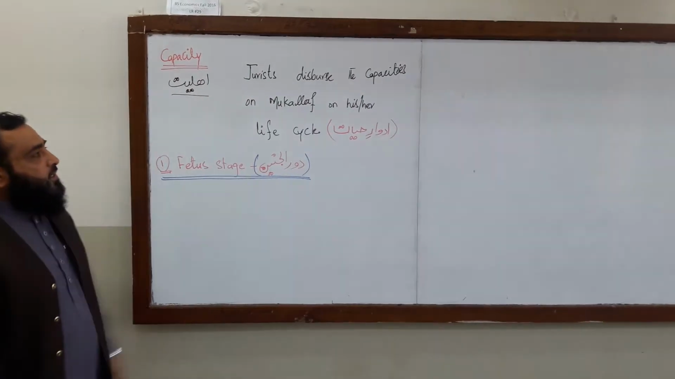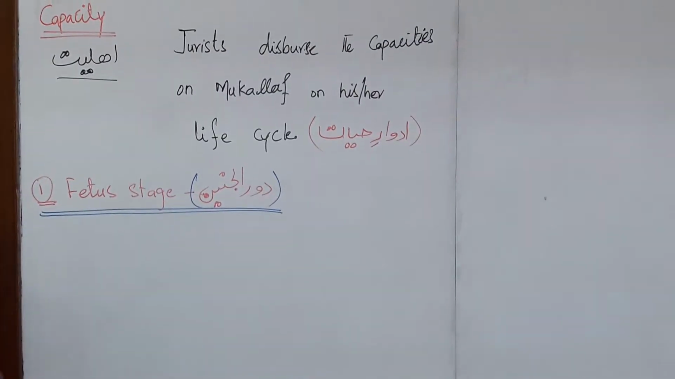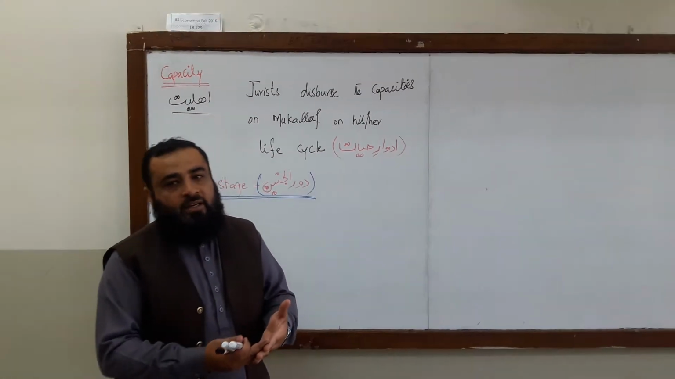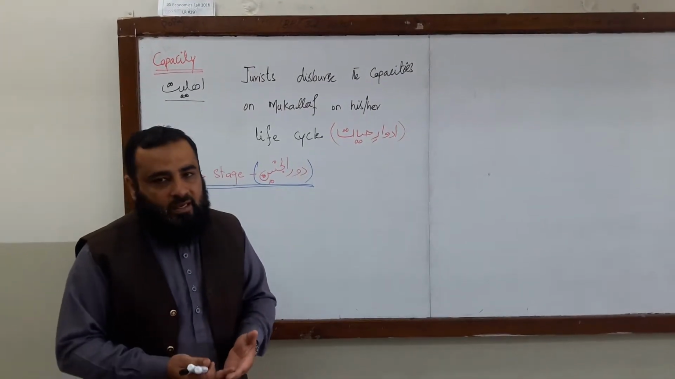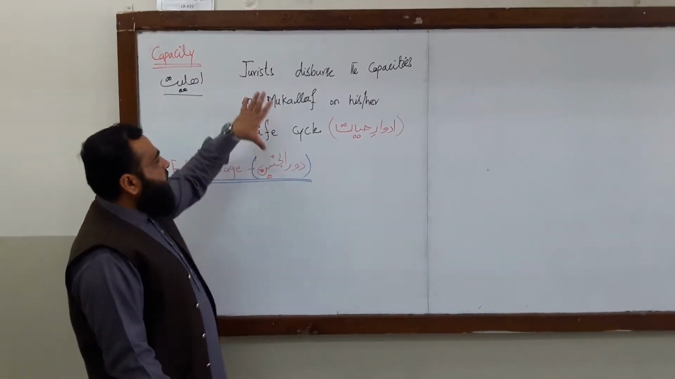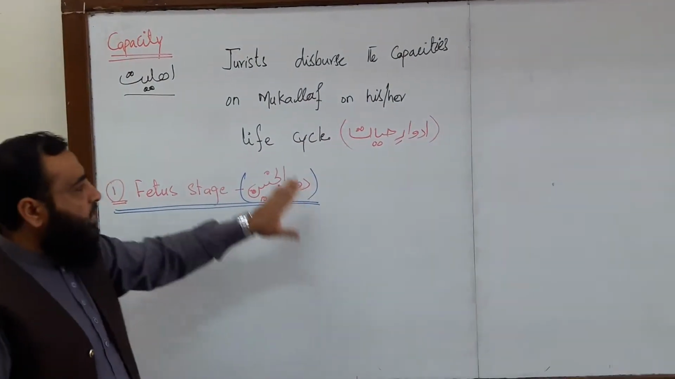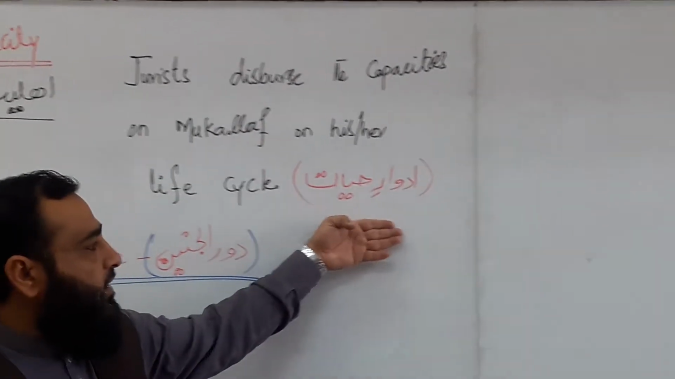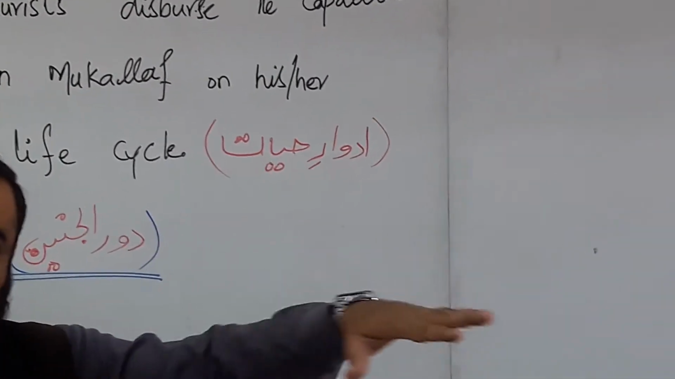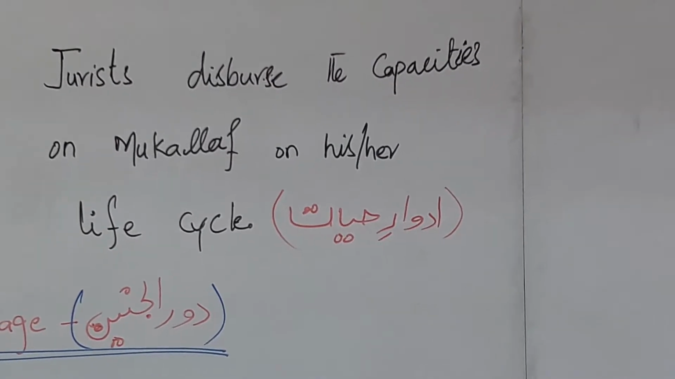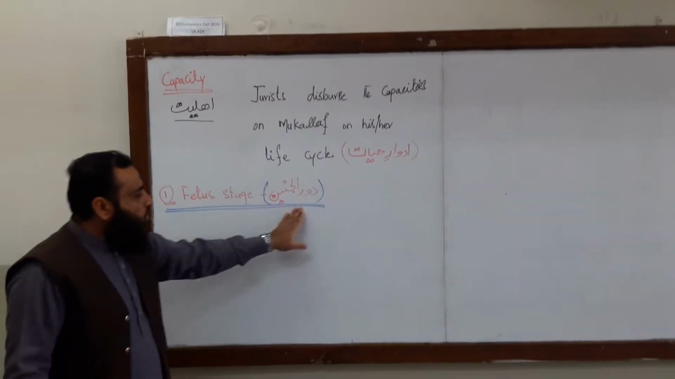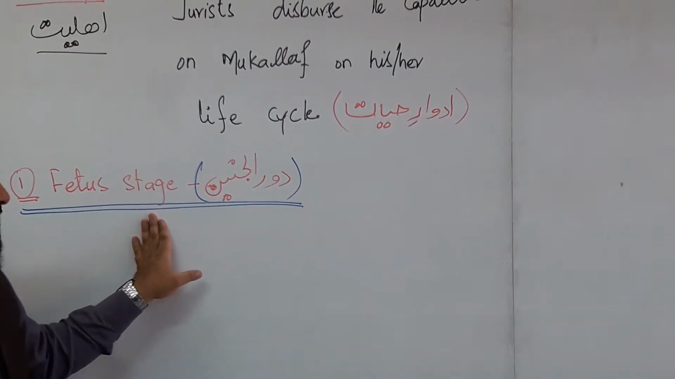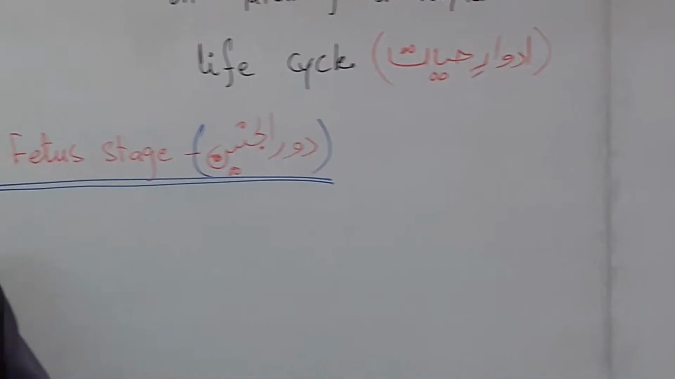Now jurists disperse the different types of capacities. We saw that اهليت الاداء كاملة, اهليت الاداء ناقصة, اهليت الوجوب كاملة, اهليت الوجوب ناقصة. So these 4 types, the jurists disperse these capacities on mukallaf according to his life cycle. ادوار حیات, उसकी जिंदगी के मुख्तलिफ अदवार पे उसको तकसीम किया गया है. Now the first stage of human life is dawrul janeen, the fetus stage, the pre-born stage of the human being.